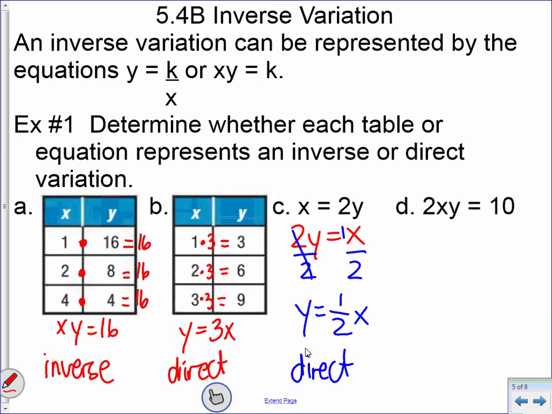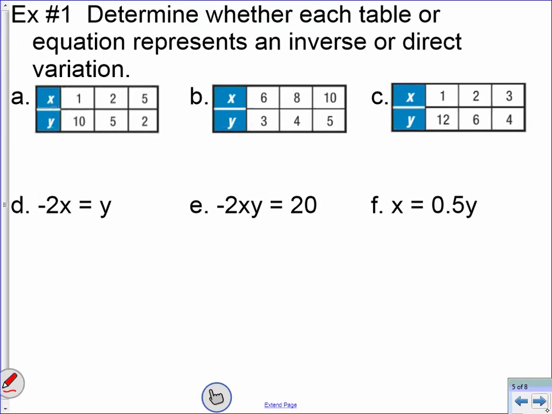Now with the D here, you notice there's a 2 in front of my xy. What if I divide by that? Now there's no 2 there anymore. And 10 divided by 2 is 5. Now this looks exactly like the formula for inverse variation. So this is how you should figure out if a formula or a table is a direct or inverse variation. Here's 6 that you should try. Pause now and solve these 6 to figure out, are they direct or are they inverse?